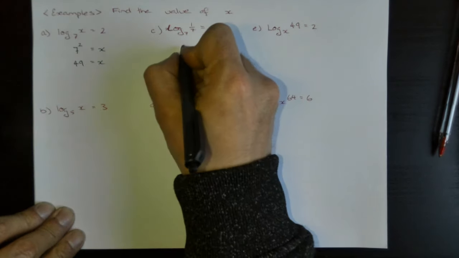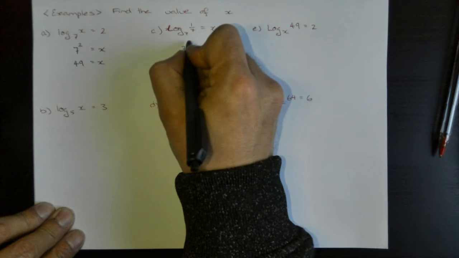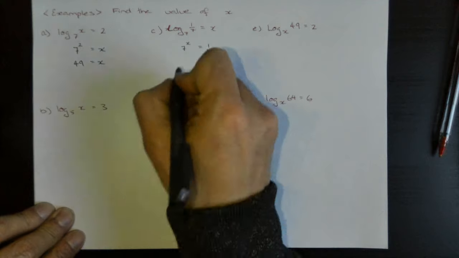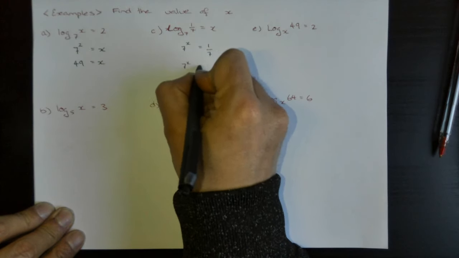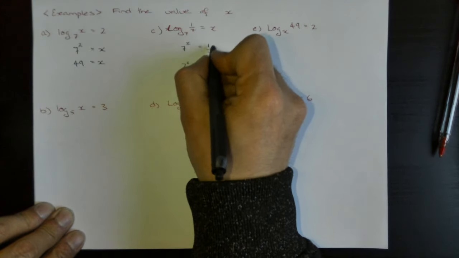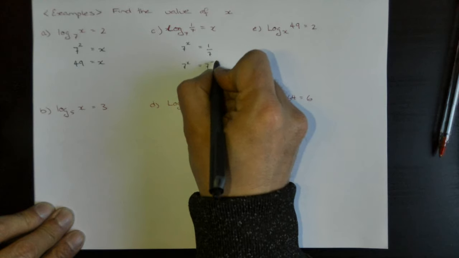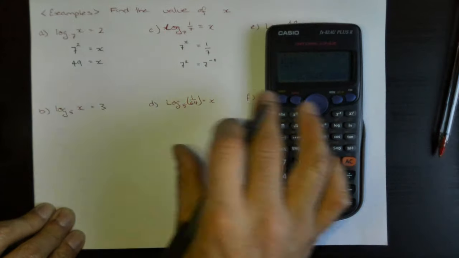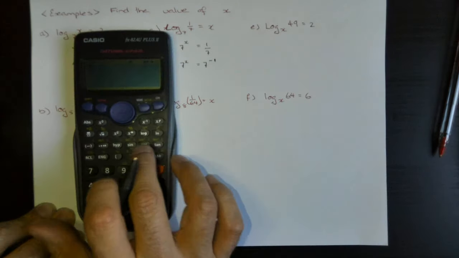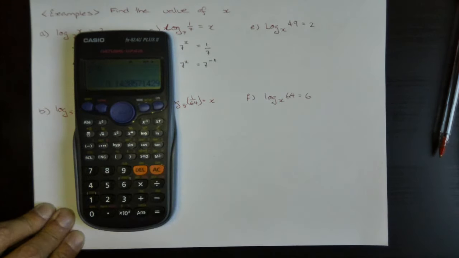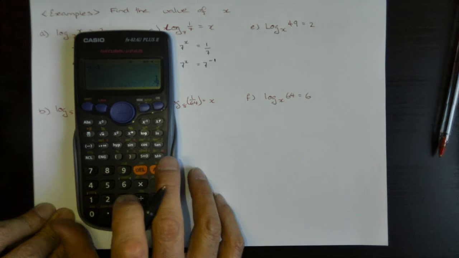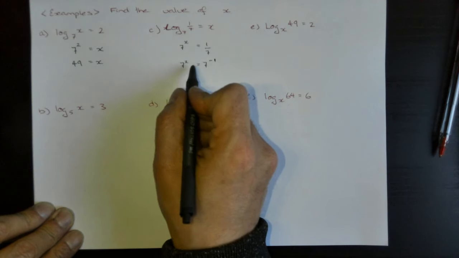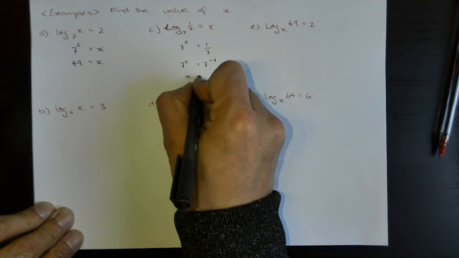Alright, same thing. If we're going to write this, 7, there's your index, and that equals 1/7. Thinking back to indices laws, we can write this as 7 to the power of -1, because it's under 1. So 7 to the power of -1 is 1/7. And because the bases are the same and they're equal, x has to equal -1.